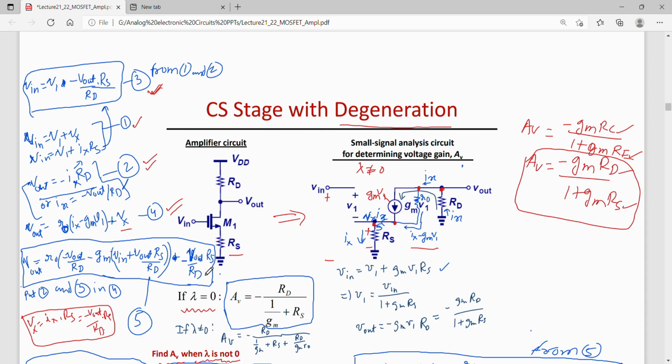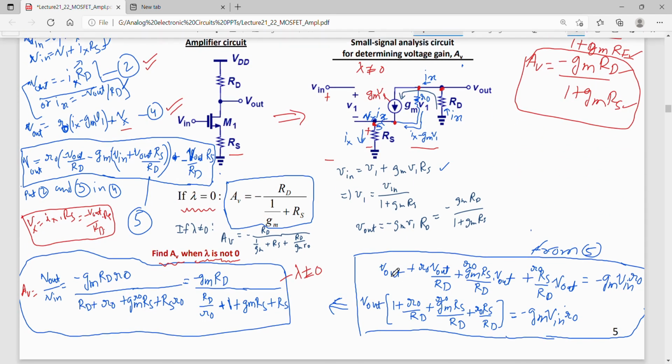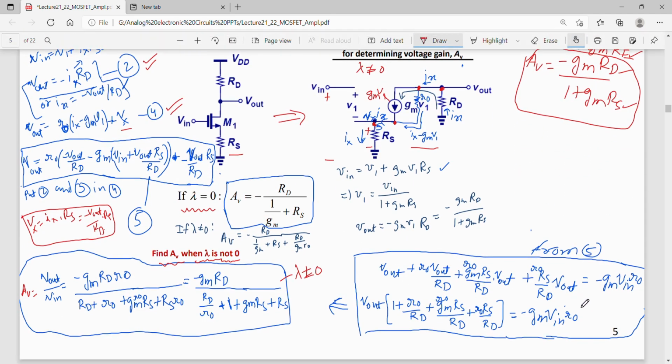Now simply I copy this V out over here and try to find V out by V in from here. And I found V out by V in, which is the gain, is equal to minus Gm Rd divided by R0 plus (1 plus Gm R0) Rs. So this much is the gain when lambda is not equal to 0, and the earlier one is the gain when lambda is 0.